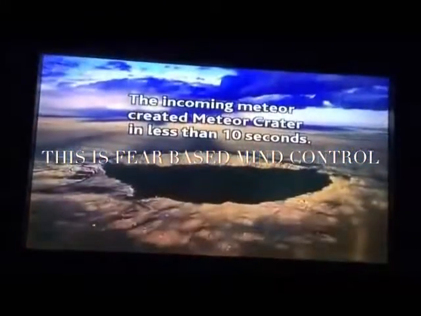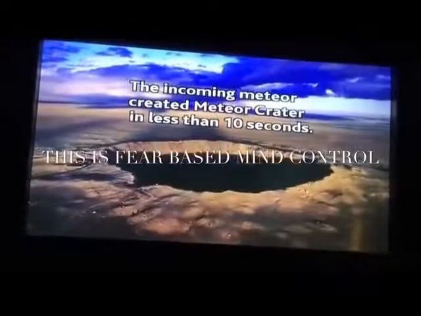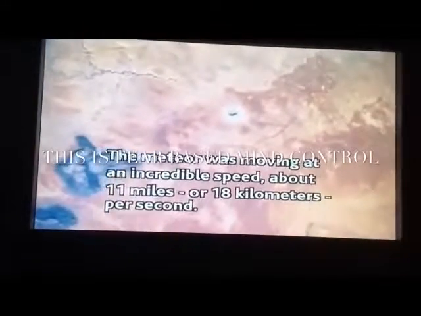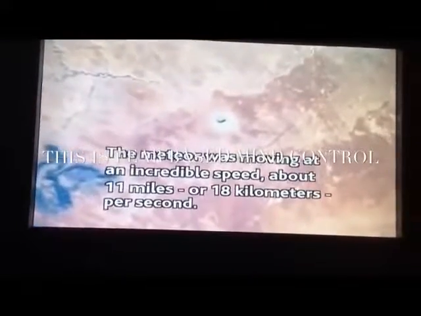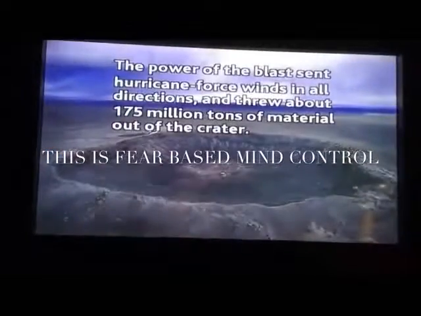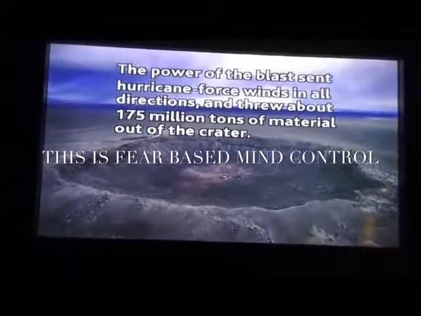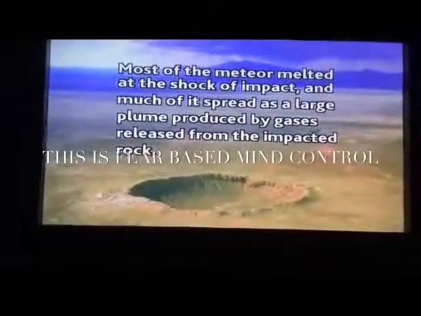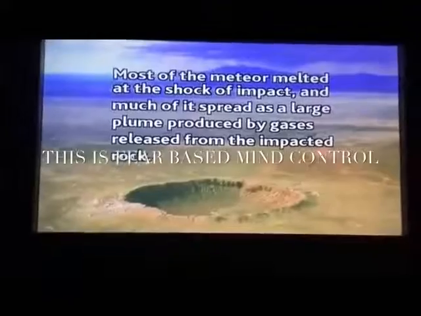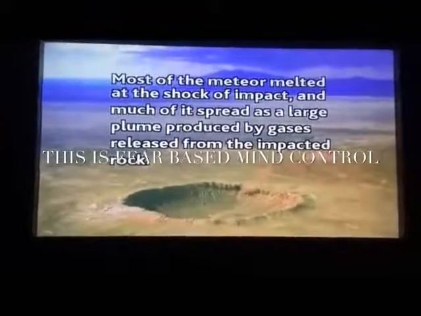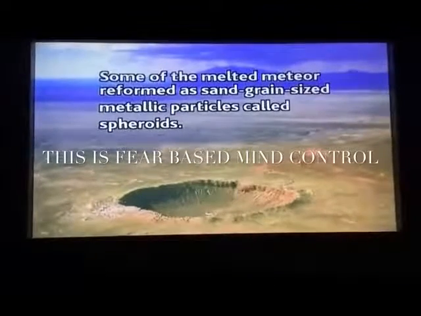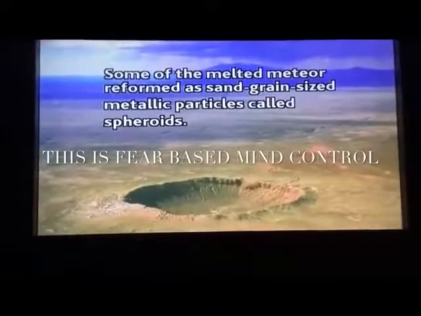The incoming meteor created Meteor Crater in less than 10 seconds. The meteor was moving at an incredible speed, about 11 miles or 18 kilometers per second. The power of the blast sent hurricane-force winds in all directions and threw about 175 million tons of material out of the crater. Most of the meteor melted at the shock of impact, and much of it spread as a large plume produced by gases released from the impacted rock. Some of the melted meteor reformed as sand grain-sized metallic particles called spheroids.